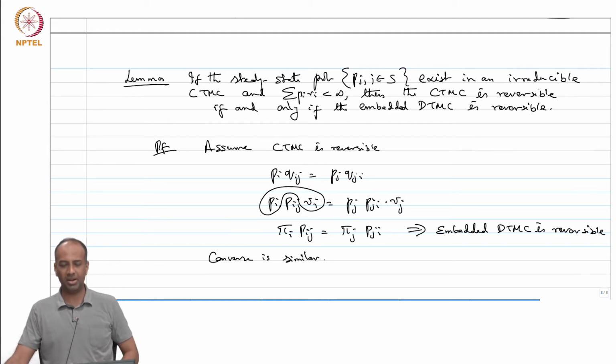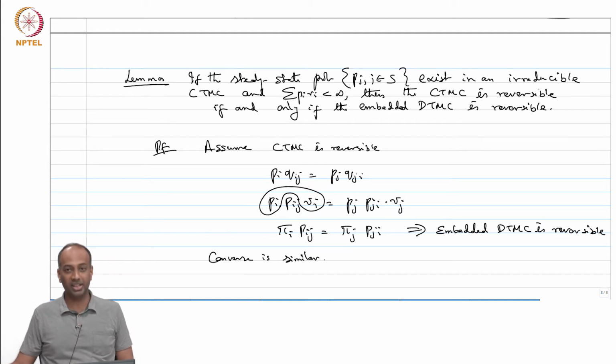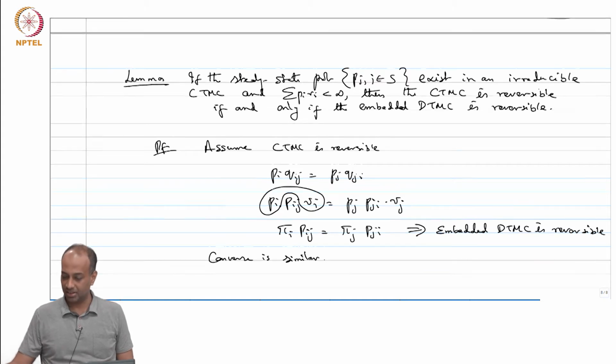So, this lemma very simply characterizes the reversibility of the CTMC as being equivalent to the reversibility of the embedded DTMC, and since we understand DTMC reversibility well, there is not so much of a conceptual difference between reversibility of CTMC and reversibility of the embedded DTMC. They are in fact exactly equivalent.